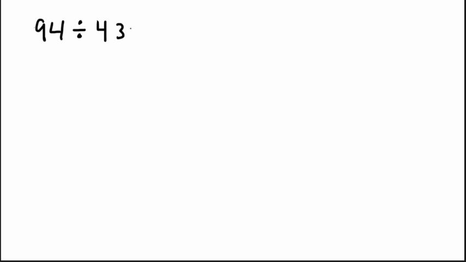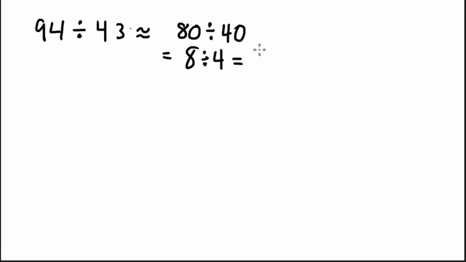In this case, it's 94 divided by 43. So I'm going to round the divisor, and the divisor is the second number. Okay, I'm going to round it. I'm going to round it to 40. So I know I'm going to round it to 40. And then I want to find a multiple of 40 or 4. In this case, the best one's going to be 80. So I'm going to round to 80. And so it's 80 divided by 40. And that is the same as 8 divided by 4 without that 0, which is equal to 2.